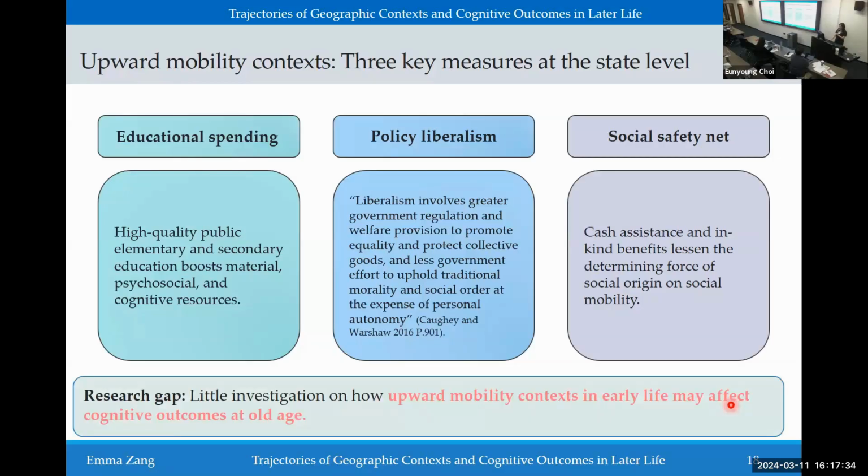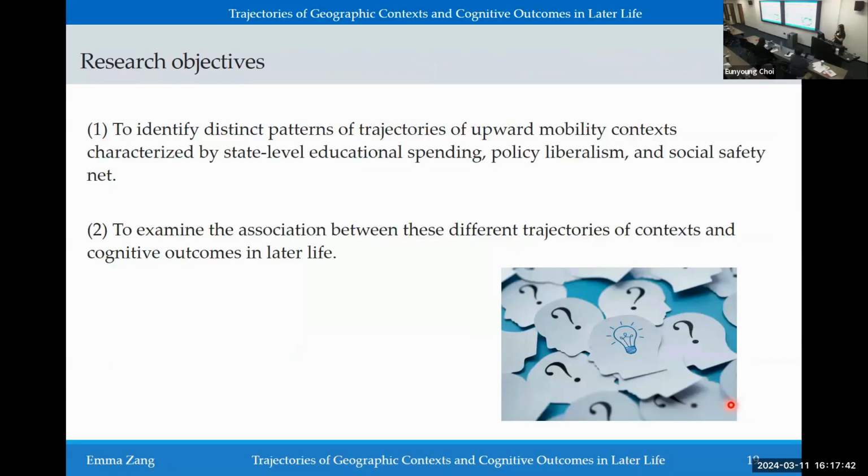The research gap is that little investigation has been done on how upward mobility context in early life may affect cognitive outcomes at old age. Our research objectives: first, to identify distinct patterns or trajectories of upward mobility contexts characterized by state-level educational spending, policy liberalism, and social safety net. And second, to examine the association between different trajectories of context and cognitive outcomes in later life.